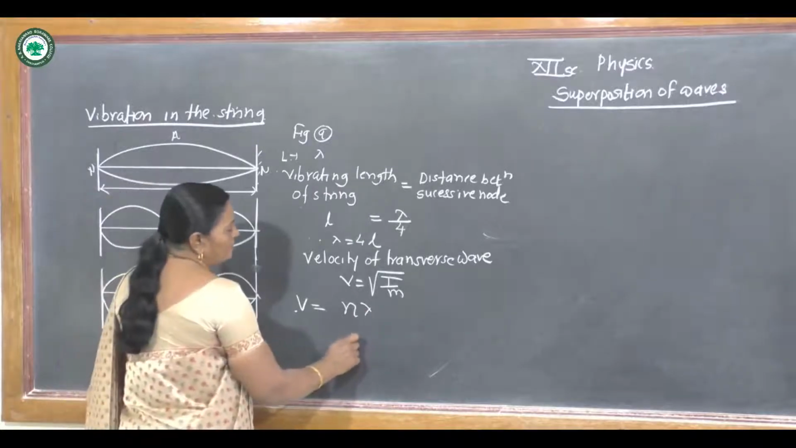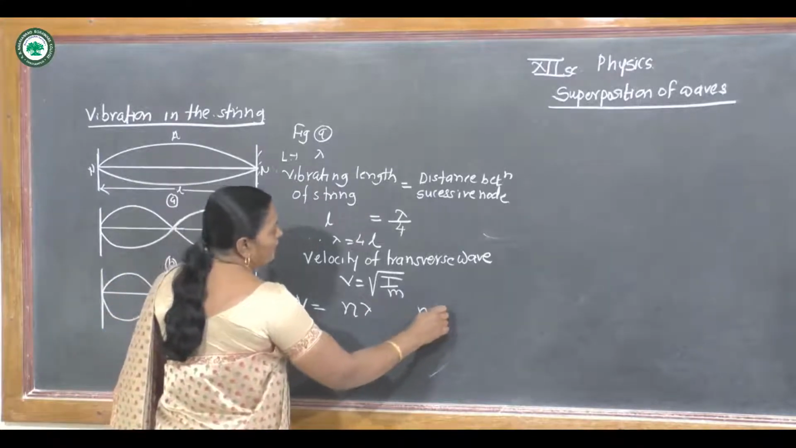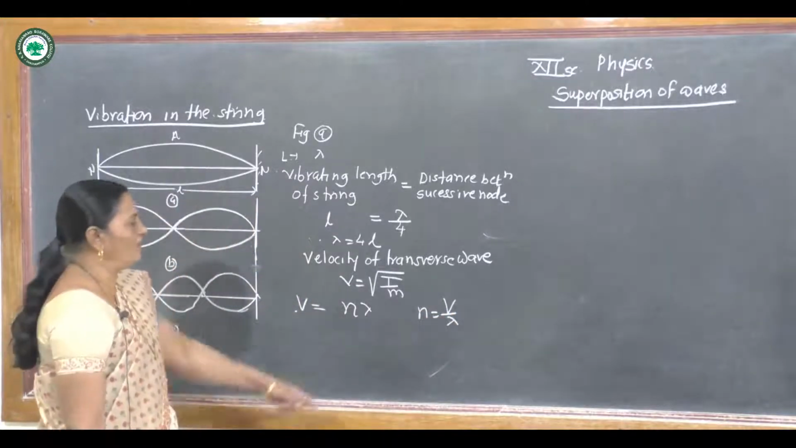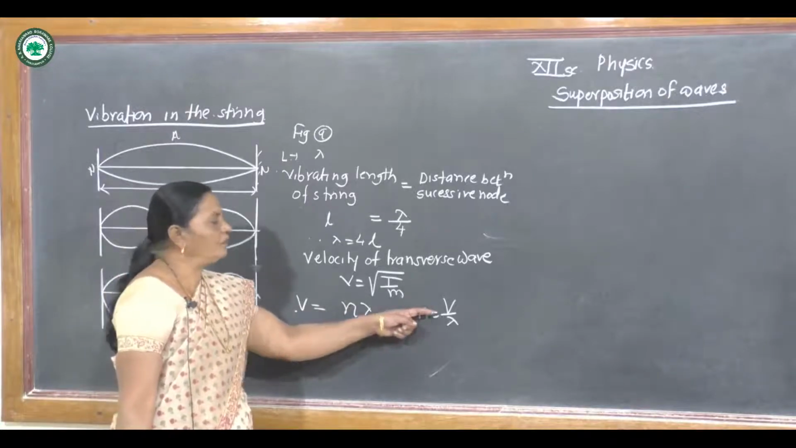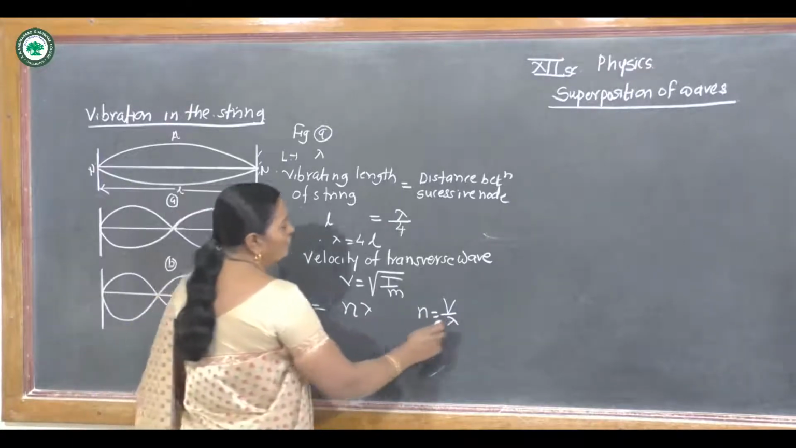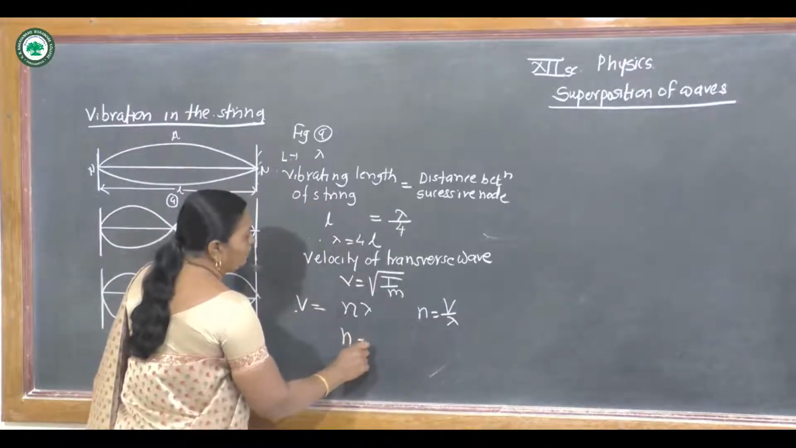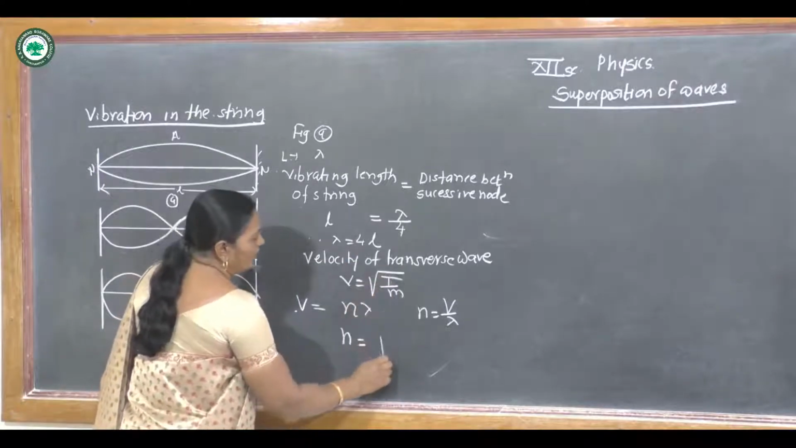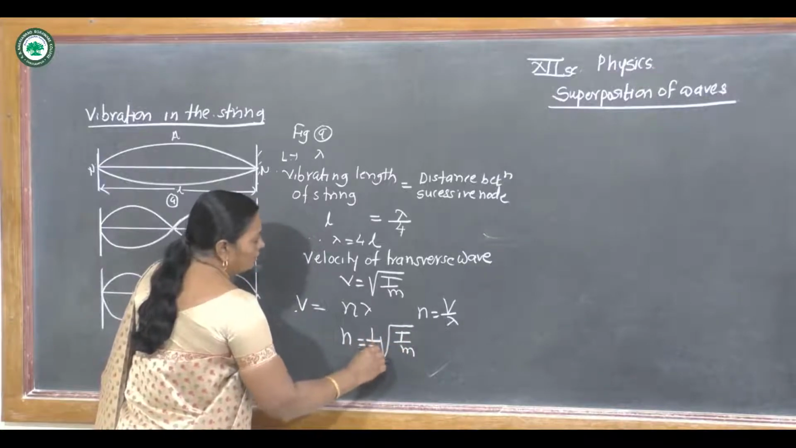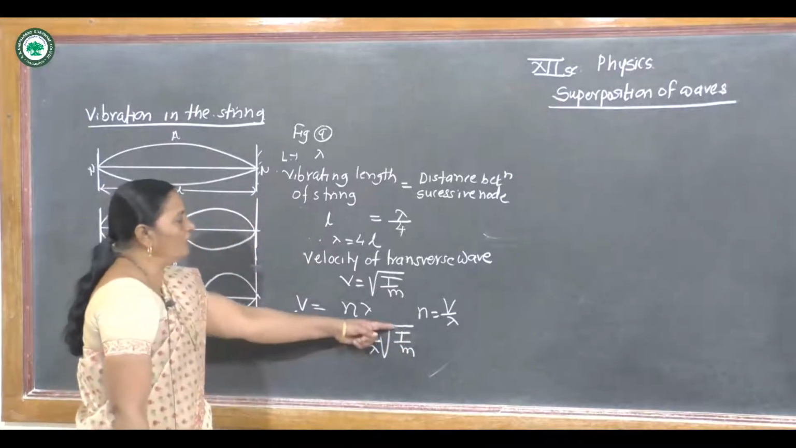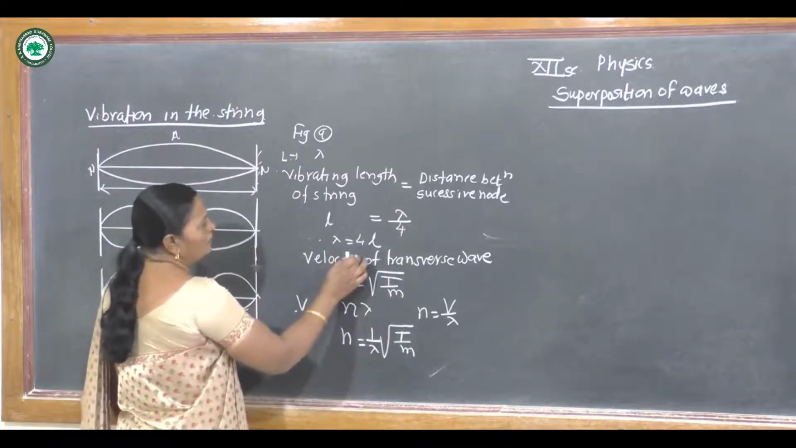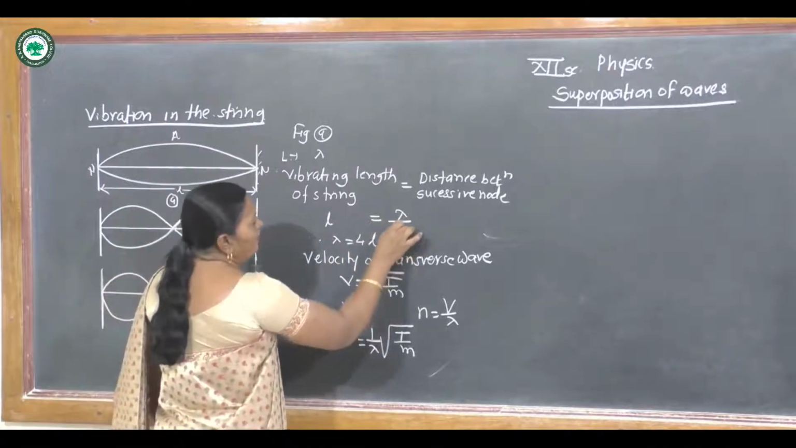Now we rearrange this formula for N. It is N is equal to V upon lambda. N is the frequency of that mode, V is the velocity, and lambda is the wavelength. Substituting the value of V, which is root T by M, we get N is equal to 1 upon lambda into root T by M. This is the frequency.